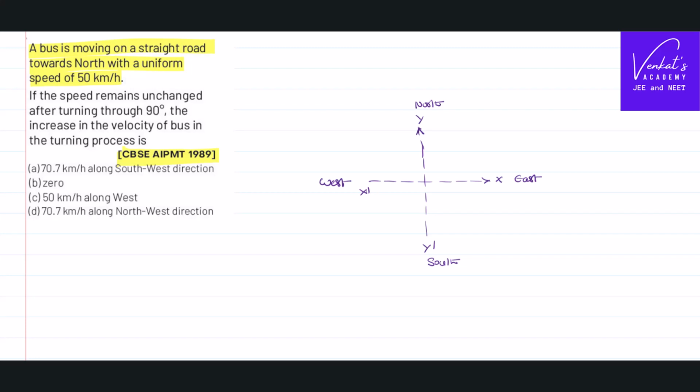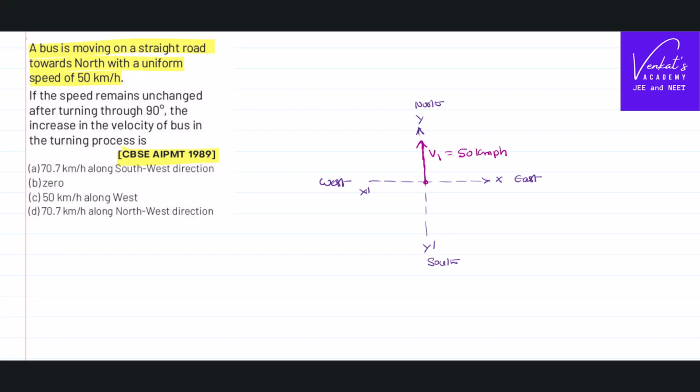Now he's saying a bus is moving on a straight road towards the north with uniform speed. So starting from the origin towards the north, this is what he's saying, giving V1 equal to 50 kilometer per hour.